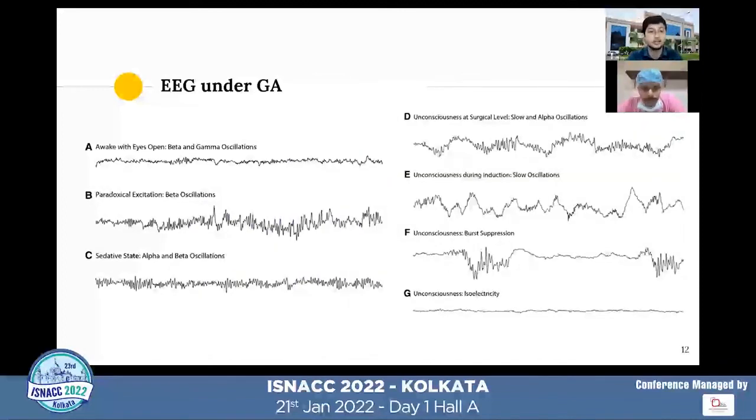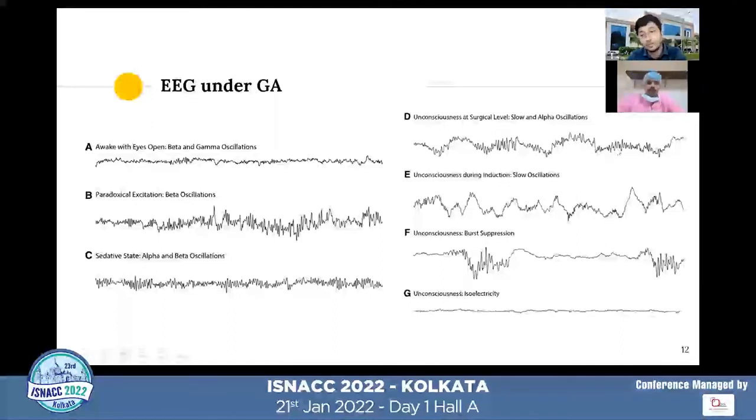These are the patterns you see under general anesthesia with propofol. When the patient is awake with eyes open, we can see higher frequency oscillations. When there is paradoxical excitation, we can see beta oscillations. When the patient is under sedation with propofol, we can see predominantly alpha and beta oscillations. If you compare A and C, we can see that A frequencies appear higher, and here the amplitudes are also more. So there is a shift towards lower frequency waveforms.